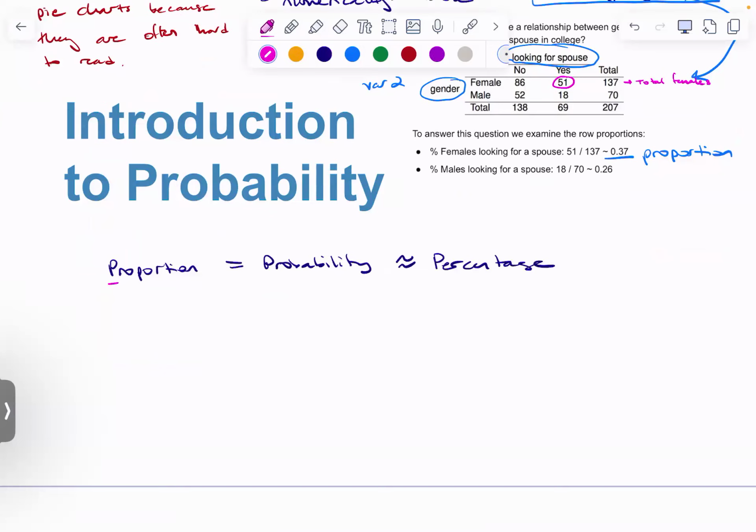So what we're going to learn is that all these three P's, we can use them interchangeably. I say roughly a percentage, right? Because we have to multiply by 100 to get to a percentage. So it's not exactly equal, but roughly.